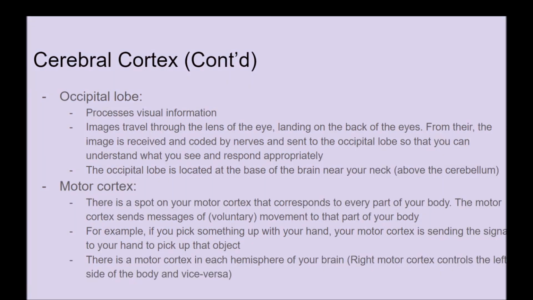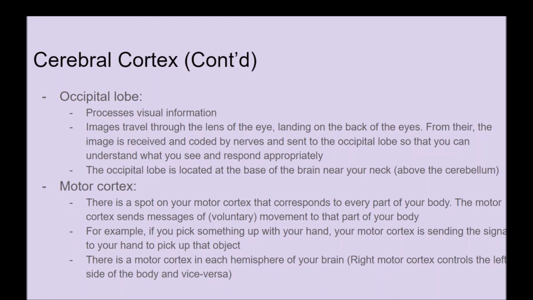Continuing along, we have the occipital lobe, which processes visual information. Images travel through the lens of the eye, landing on the back of the eyes. From there, the image is received and coded by nerves and sent to the occipital lobe so that you can understand what you see and respond appropriately. The occipital lobe is located at the base of the brain near your neck, above the cerebellum.